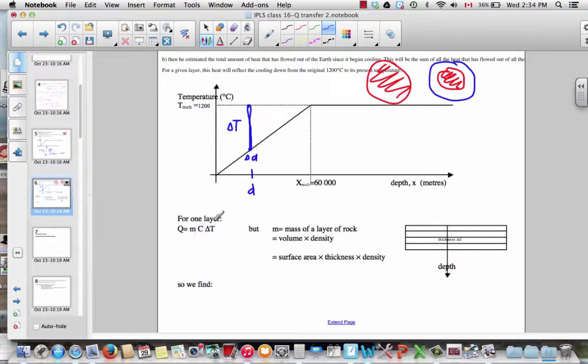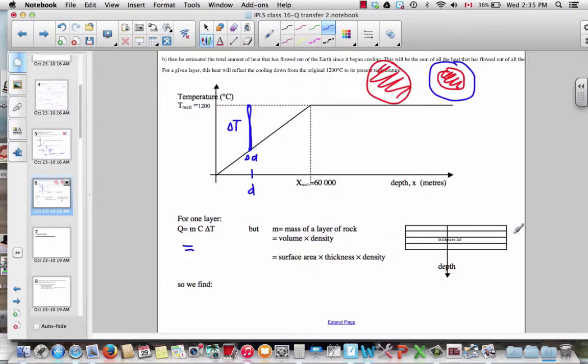Okay, so for this one layer here, the amount of thermal energy that has been lost out into space is going to be the mass of the layer times the specific heat capacity of rock times the temperature difference. But the mass of a layer of rock is a volume times a density.